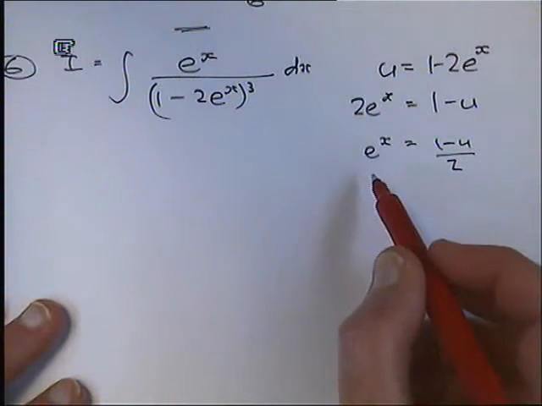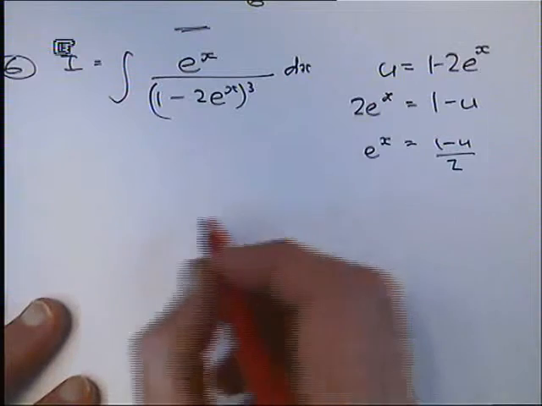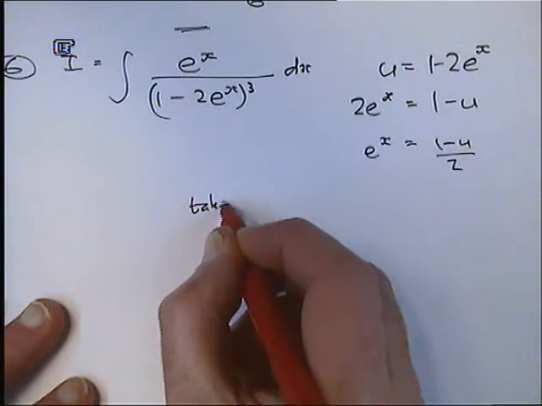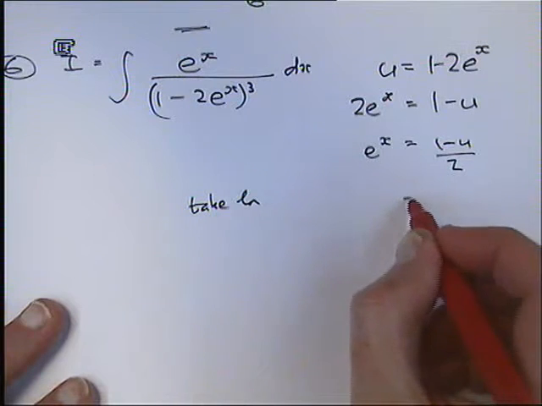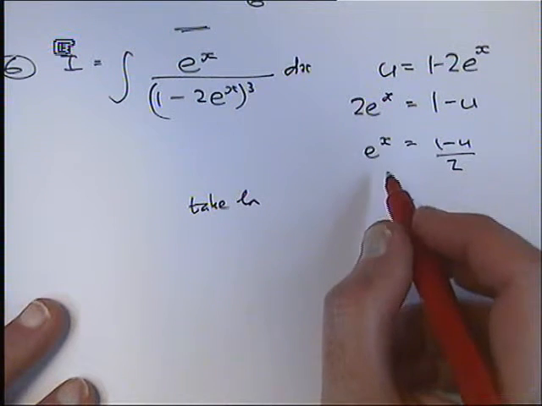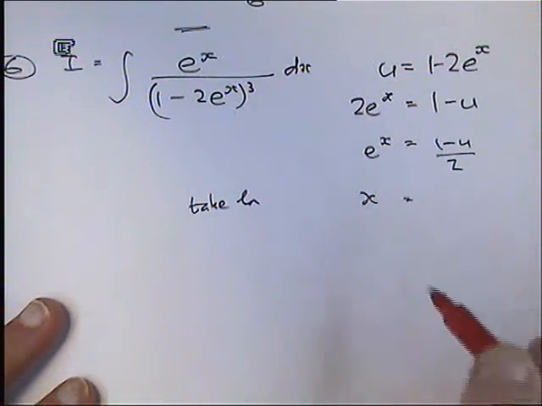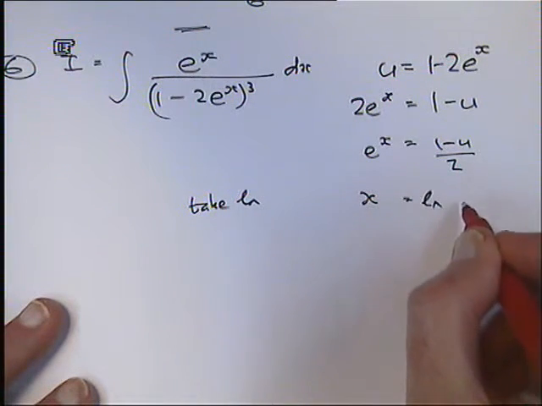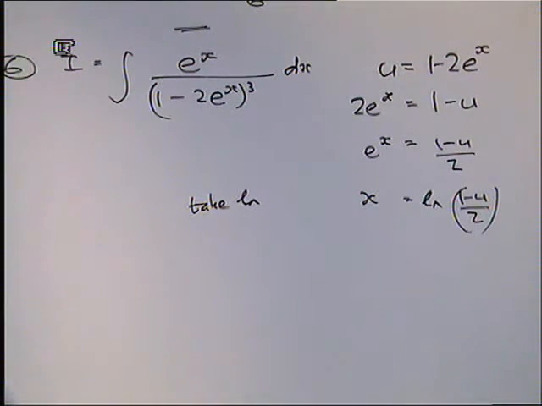Then I've got one side is just e to the x. At that point, you could take logs. That's the ln logs. And then what do you get on the left-hand side? Yeah, just x, because log of e to the x is just x. And on the right-hand side, you'll have log of 1 minus u over 2.